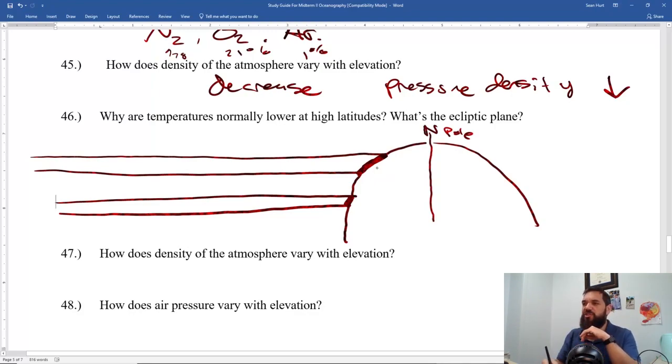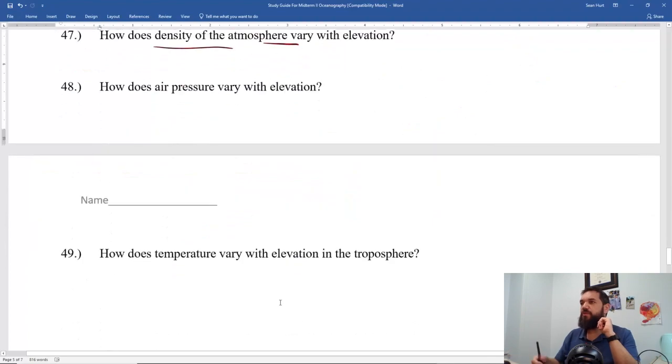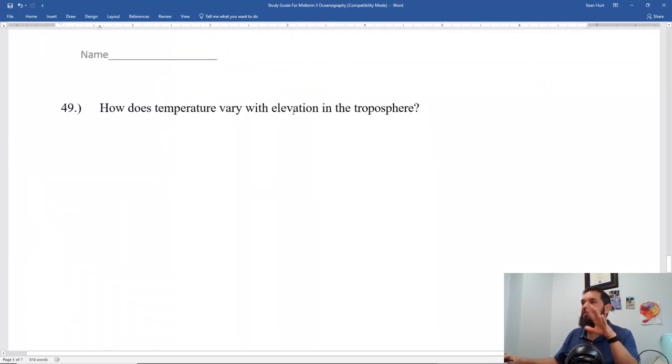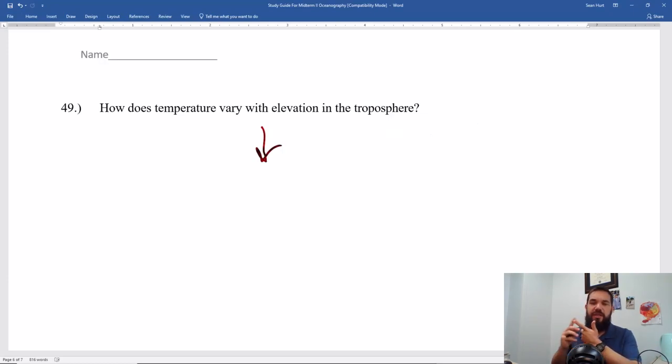Okay. Now, how does density of the atmosphere vary with elevation? We already did that. I'm sorry. That's number 45. How does air pressure change with elevation? I already told you that goes down, okay? How does temperature vary with elevation in the troposphere? Temperature goes down as well. So what goes down with elevation? Air pressure, density, and temperature all go down with increasing elevation.